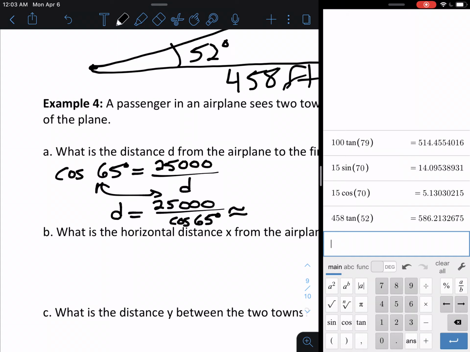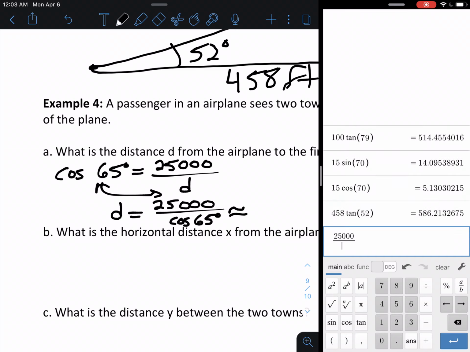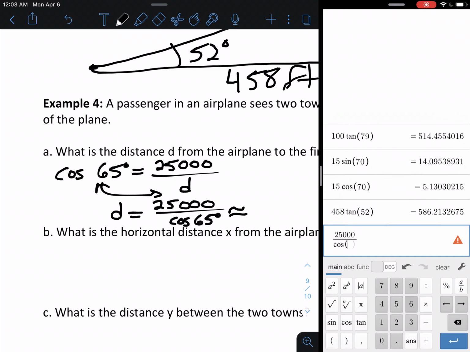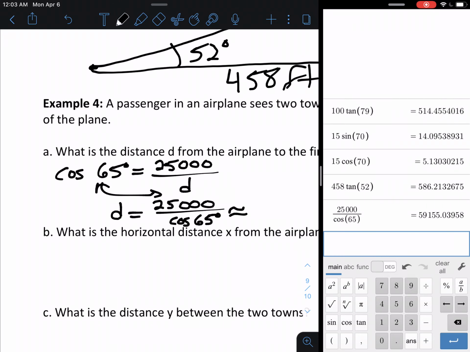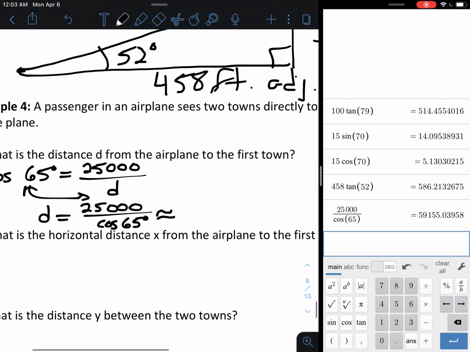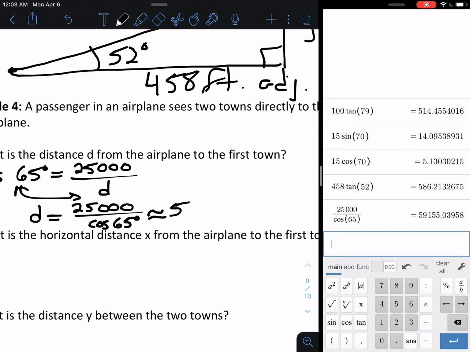And so approximately, let's see what that comes up with for us. 25,000 divided by cosine of 65 degrees is approximately 59,155 feet. We'll just go to the nearest whole foot.